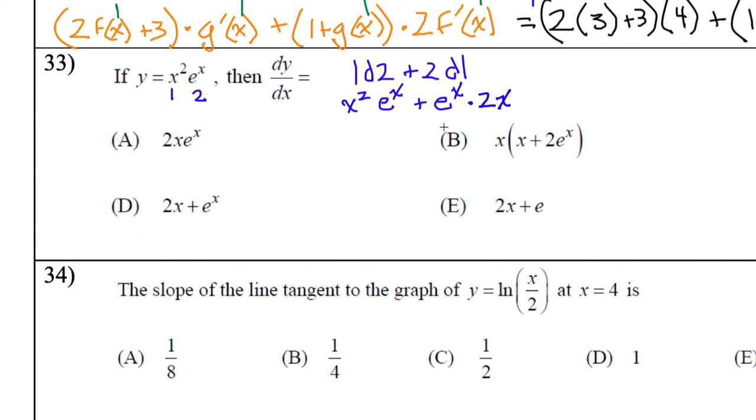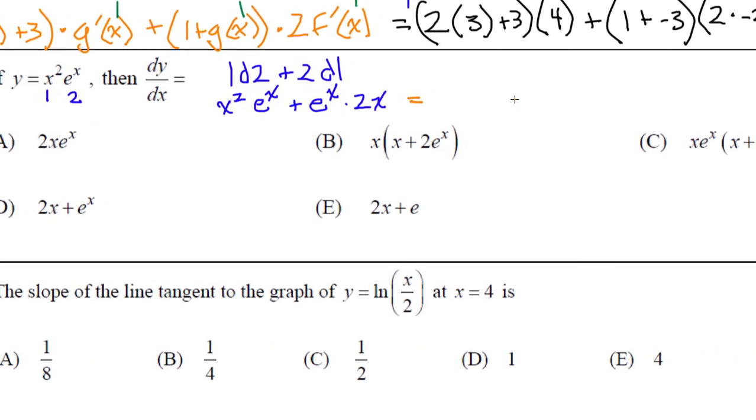And I need to simplify that. Notice that I can factor out an x and I can factor out an e to the x, because each of these has an x, an e to the x, and e to the x. So I can factor out an x, e to the x. So this is going to be rewritten as x, e to the x.